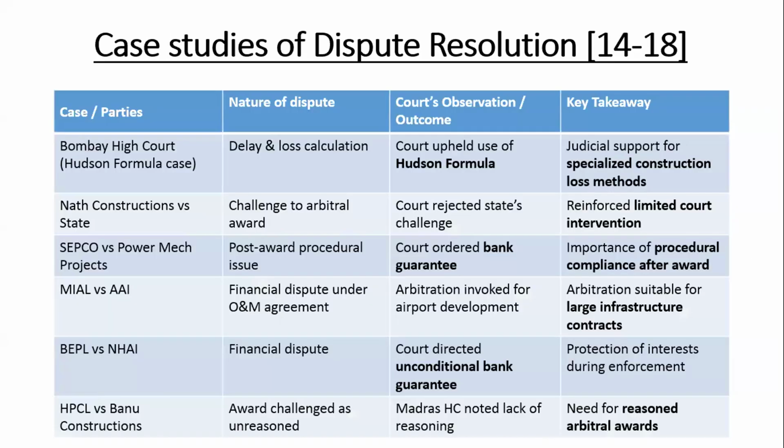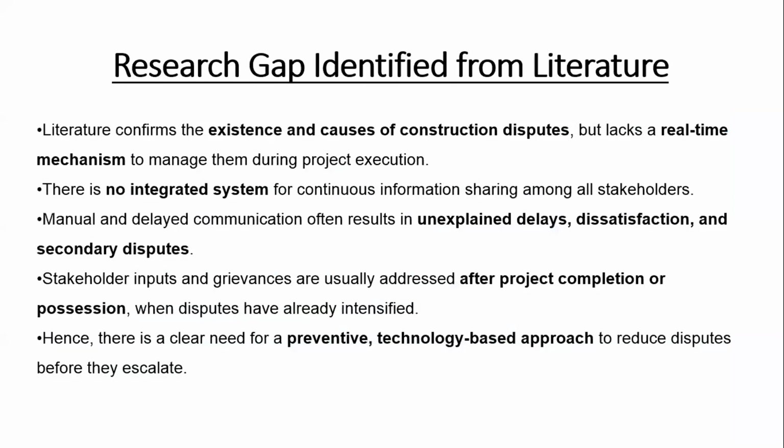Now, these are some of the case studies which I have taken for dispute resolution. I have also included reference numbers from the review paper, that is 14 to 80. Here are some cases. If we go for the first case, Bombay High Court, the nature of the dispute was delay and loss calculation. The court upheld the use of the Hudson formula, and the key takeaway from this case is judicial support for specialized construction loss methods. I have studied several cases, and in regard to that, the table has been formed.